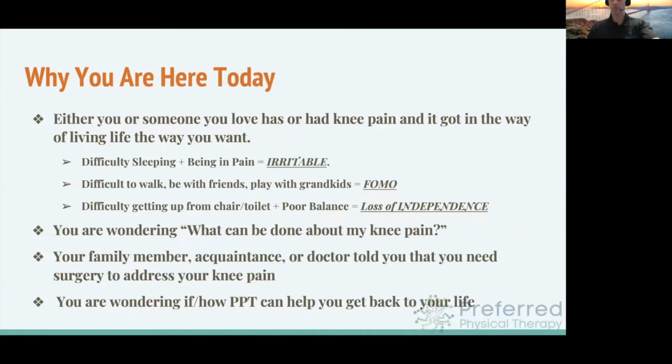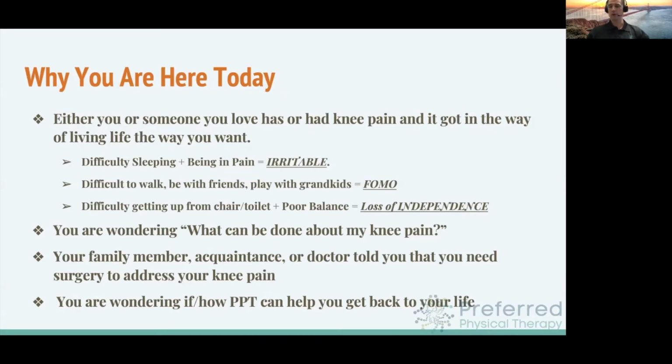And so for you, you're either here because you or someone you love has or has had knee pain that is getting in the way of living the life that you want. I see a lot with difficulty sleeping and then in pain. And when you add those two up, we become irritable. We're no longer who we want to be in front of those that we love. It also can cause difficulty walking, which can eliminate or exclude us from being with friends and playing with grandkids.